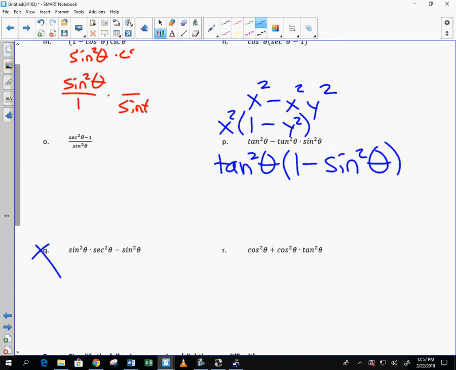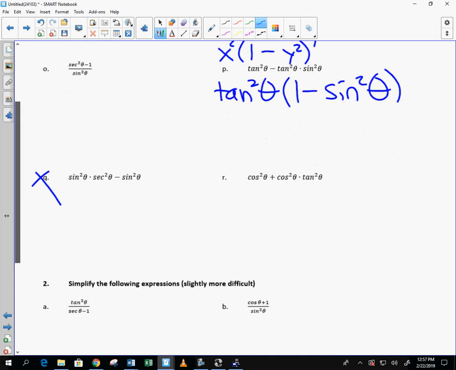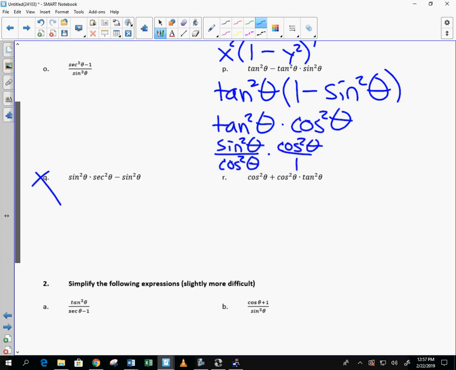Oh, so sometimes we have to factor something out. 1 minus sine squared is cosine squared. Hey, does that simplify? So we've got sine squared of theta over cosine squared of theta times cosine squared of theta over 1.